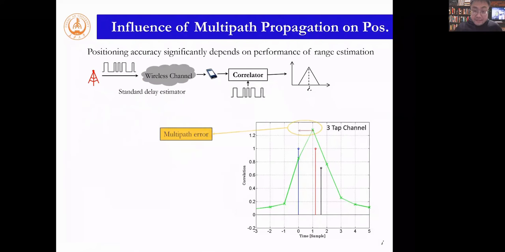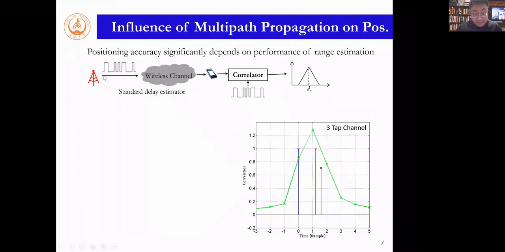So I think you guys are familiar with communication, so I'm not going to talk in too much detail about that, but I'm going to talk a little bit about positioning, especially as influenced by the multipath propagation. The positioning accuracy depends very much on the performance of the range estimation. As we talked about before, in positioning, we want to extract the range or the distance between transmitter and receiver. And how do we do that? If you see the plot on the upper page, this is the very standard approach so far, how people do the ranging, how we estimate the distance between transmitter and receiver.